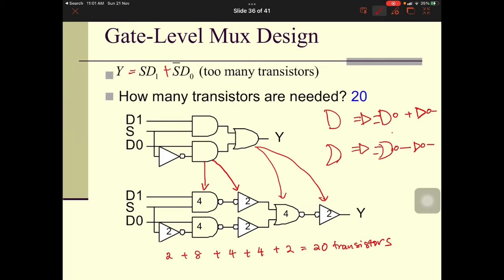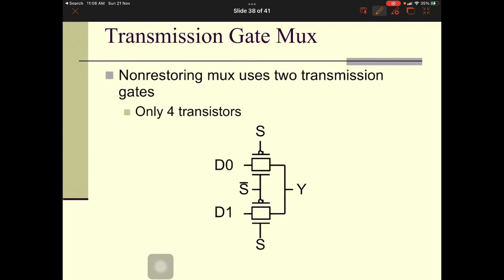Okay, so we need to reduce the number of transistors, and how can we do that? We can reduce it by using a transmission gate mux. The transmission gate mux has the circuitry shown here, which consists of 2 transmission gates which are connected back to back. So as you can see here, let's draw the first part. I'm going to draw the first section. So this is S and this is D0. Over here is S bar and this is Y.